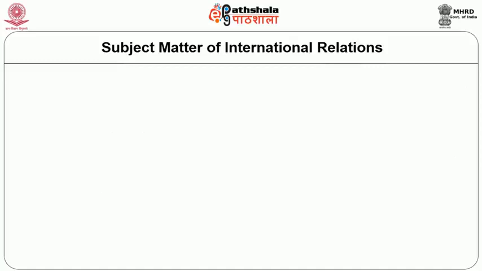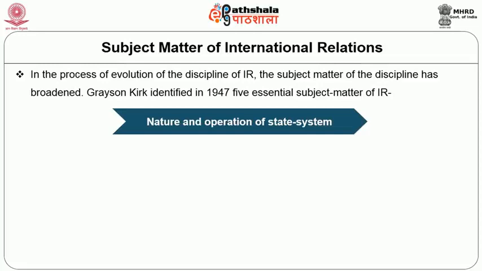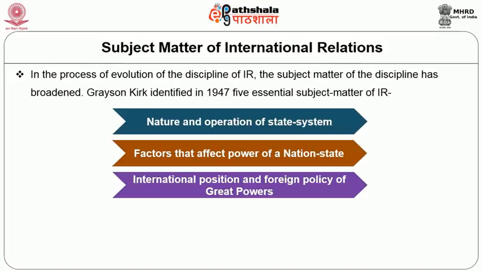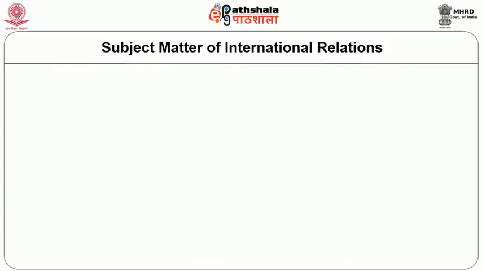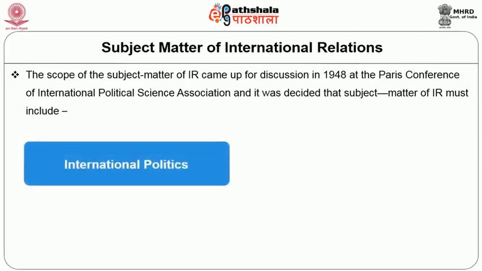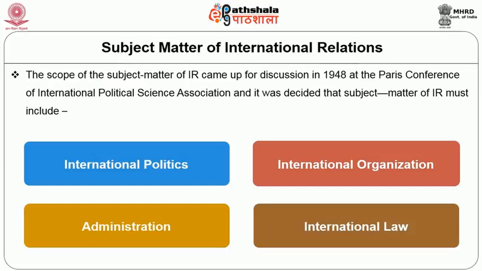Subject matter of international relations. In the process of evolution of the discipline of IR, the subject matter has also broadened. Grayson Kirk identified in 1947 five essential subject matters: the nature and operation of the state system, factors that affect the power of a nation state, the international position and foreign policy of great powers, the history of recent international relations, and the building of a more stable world order. The scope of the subject matter of IR came up for discussion in 1948 at the Paris Conference of the International Political Science Association, and it was decided that the subject matter of IR must include international politics, international organizations and administration, as well as international law.